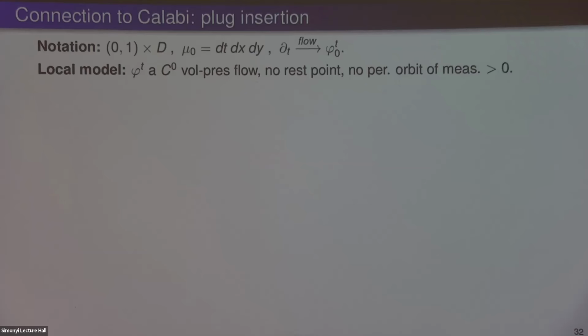So here you really have to use that phi t is a C0 volume preserving flow with no rest points. Otherwise there's no flow box, and no periodic orbits of positive measure is needed. Otherwise, this statement is false.